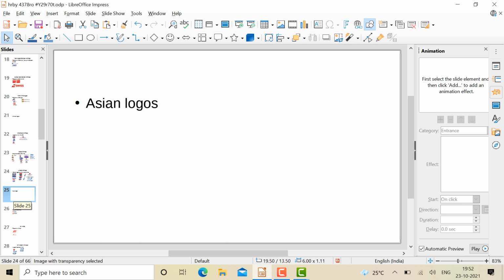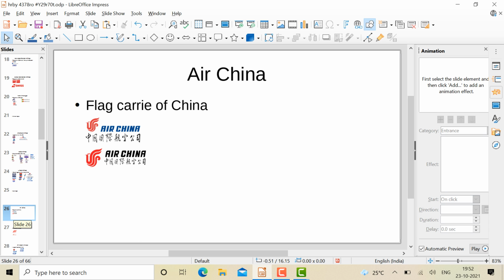And then we move on to the Asian logos, which is perhaps the largest part we want to see in this video. First we have Air China, the flag carrier of China. It hasn't evolved much, except for this bird kind of thing, with Air China written in Chinese letters. The logo was then changed, and the emblem was made larger, while everything else was retained.